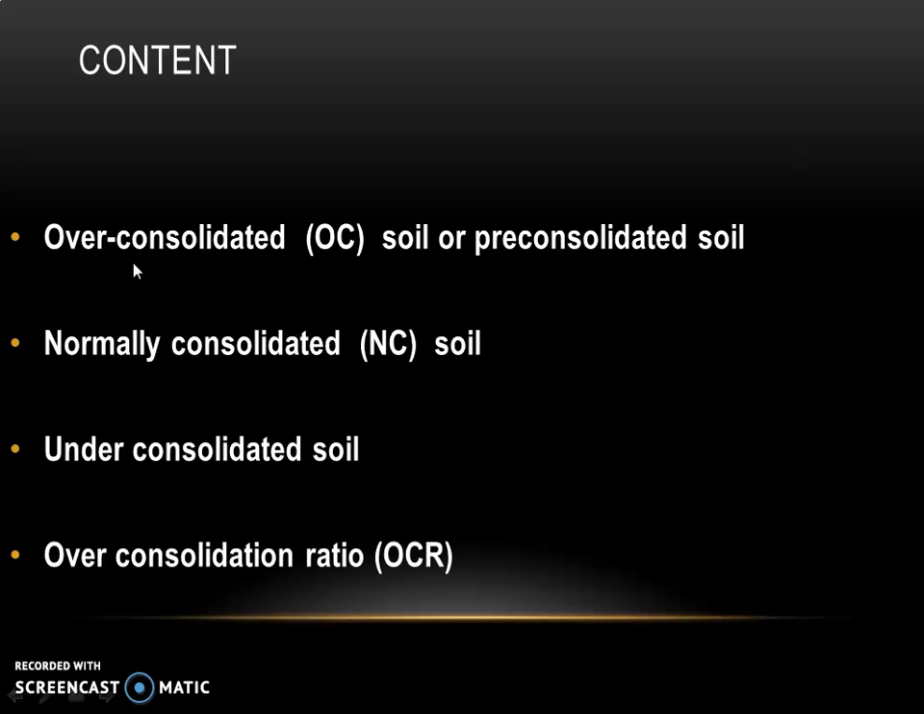In this presentation, we will learn about over-consolidated soil, which is also referred to as pre-consolidated soil. Second is normally consolidated soil. Third one is under-consolidated soil. And finally, we will learn about over-consolidation ratio, which is referred to as OCR.